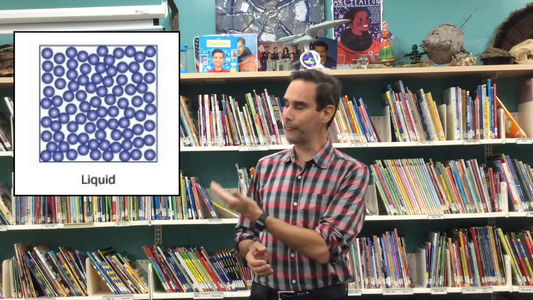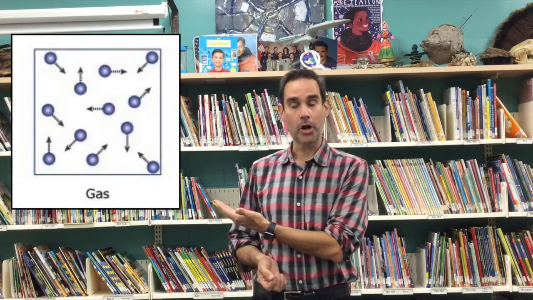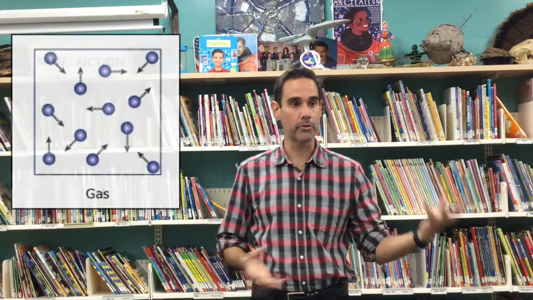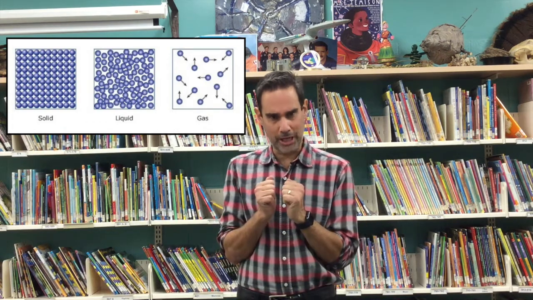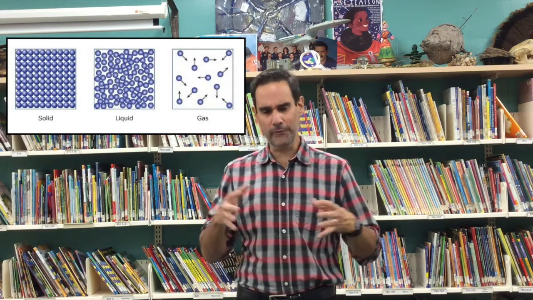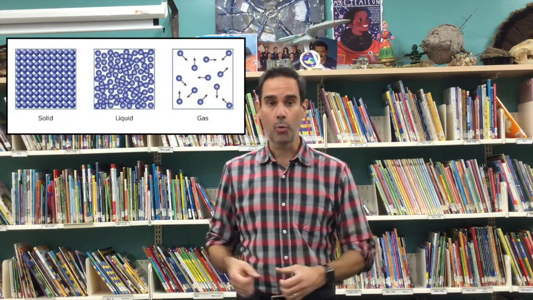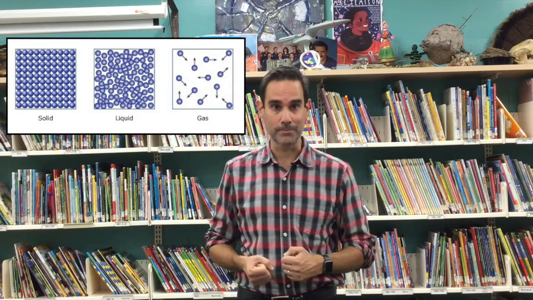Now, let's talk about a liquid. A liquid is slightly different. The atoms that are in a liquid are a little further apart, and they can move around a little bit better. In a gas, the atoms are very far apart and can move around greatly. So just to be clear, the atoms that are inside of matter are close together and do not move around. The atoms that are in water are a little further apart and can move around a little bit, while the atoms in gases are very far apart and can move around greatly.